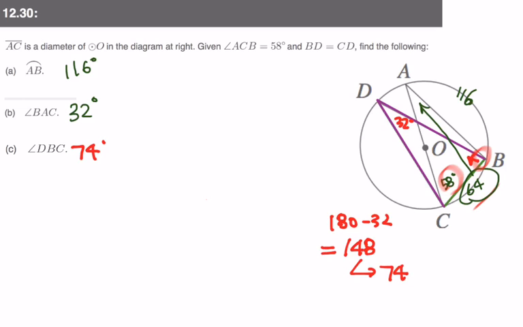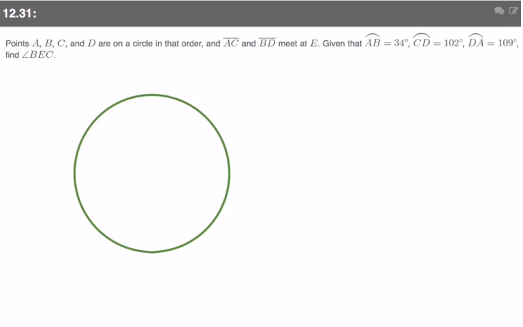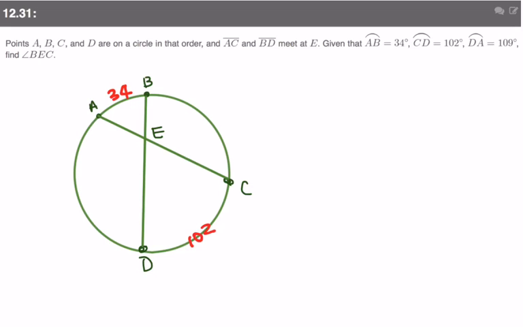Alrighty, let's move on to the next question here. Number 31. So we have points A, B, C, and D on the circle in that order. AC and BD meet at E, as you can see. Arc AB is 34, and then CD is 102, and DA is equal to 109.